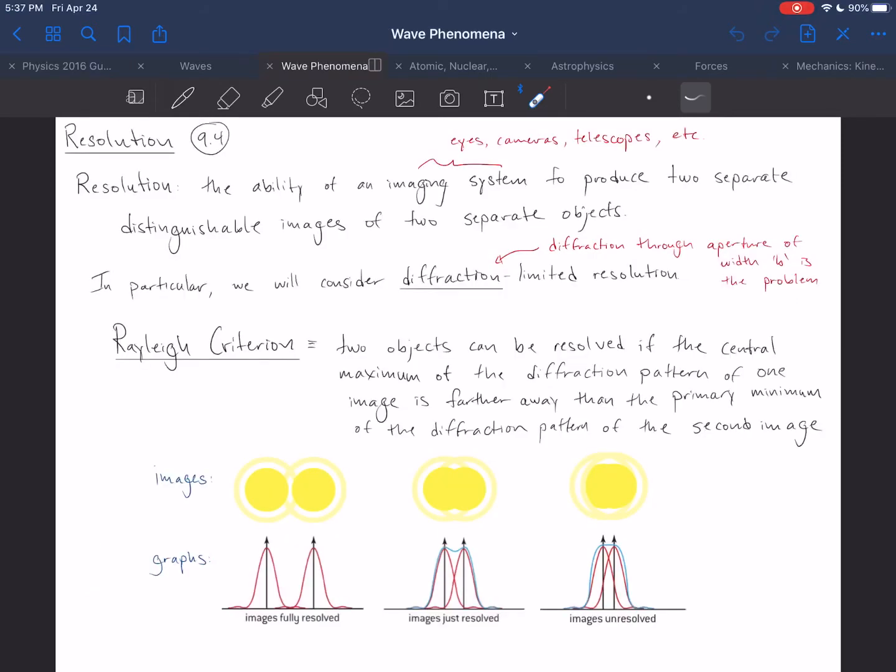So, resolution is the ability of any imaging system to produce two separate distinguishable images of two separate objects. The idea is that we can resolve them if we're looking for them. You can tell them apart.